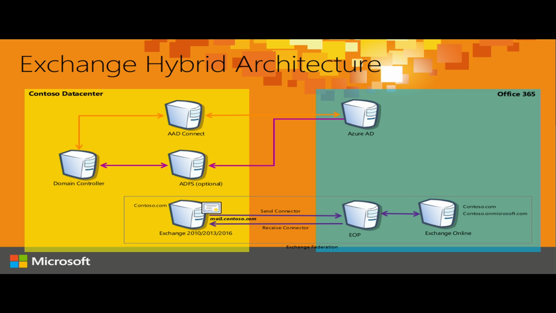Okay, and the third and the most important component here in our hybrid architecture is our Exchange hybrid server. So we support Exchange 2010, Exchange 2013, and Exchange 2016. These are the servers that will be talking back to the cloud, to Exchange Online Protection and Exchange Online. But your mailboxes can be sitting on an Exchange 2003 server or Exchange 2007 server.